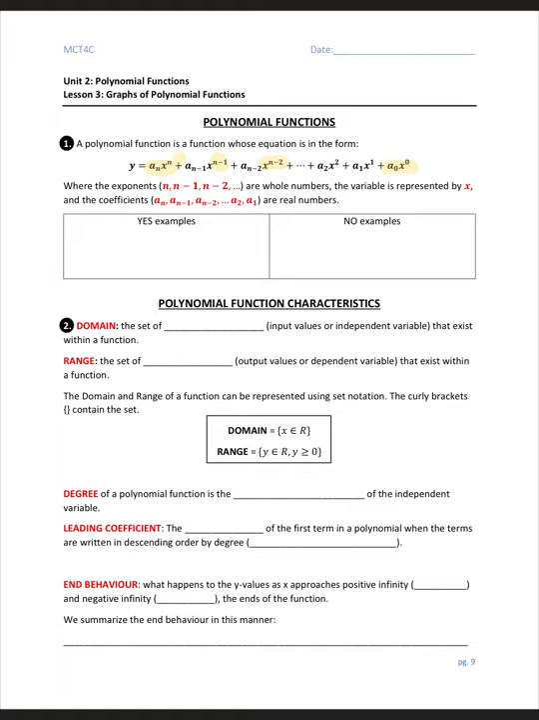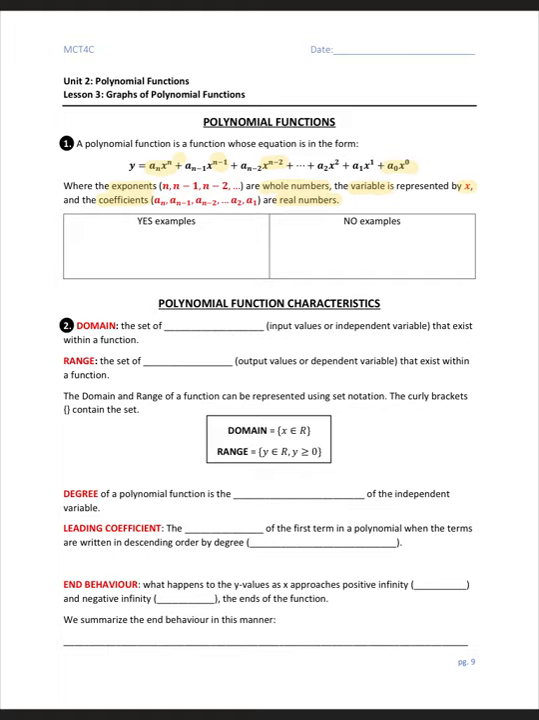But there's a couple of things we need to know about the characteristics of this equation as well. So the exponents, n, n minus 1, n minus 2, they're all whole numbers. So exponents are whole numbers. The variable is represented by x, or any other variable, and the coefficients are real numbers. Okay, so coefficients don't have to be whole numbers, but they do have to be real numbers.